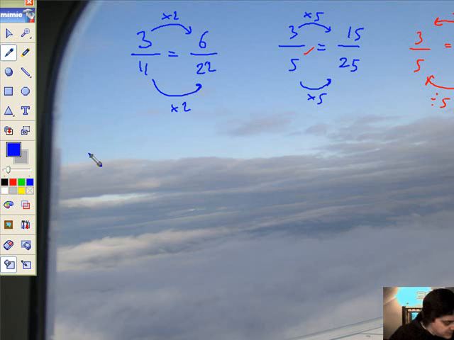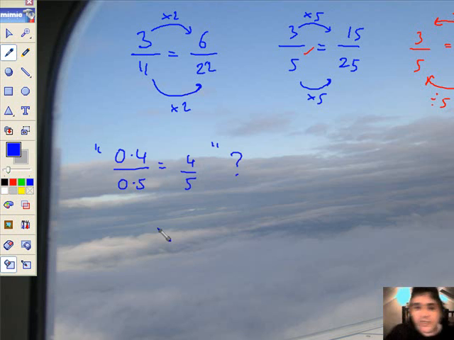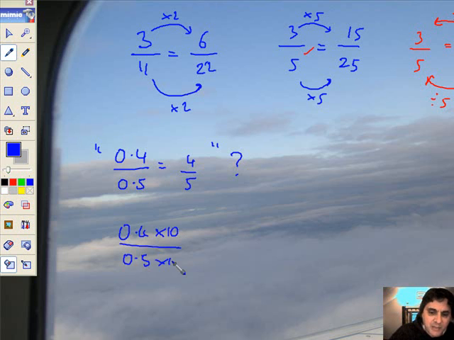Question 6 is nice. Sophie says that 0.4 over 0.5 equals 4 over 5. Is that correct, basically? That's the question. Is she correct? Explain your answer. Yes, she is. Look, what she's done, she's taken the 0.4, multiplied that by 10, and she's taken the 0.5 and multiplied that by 10.